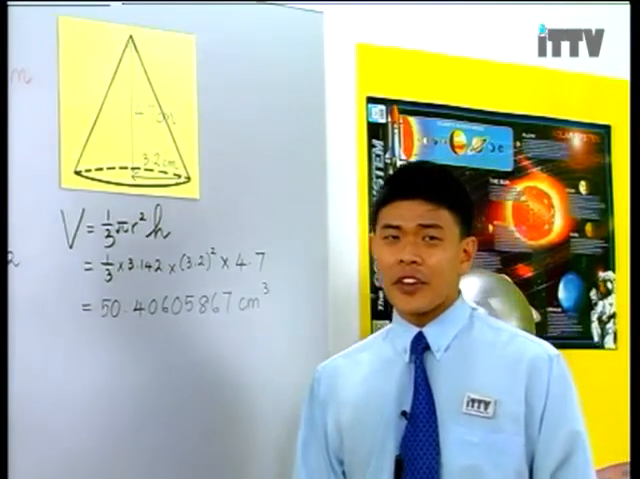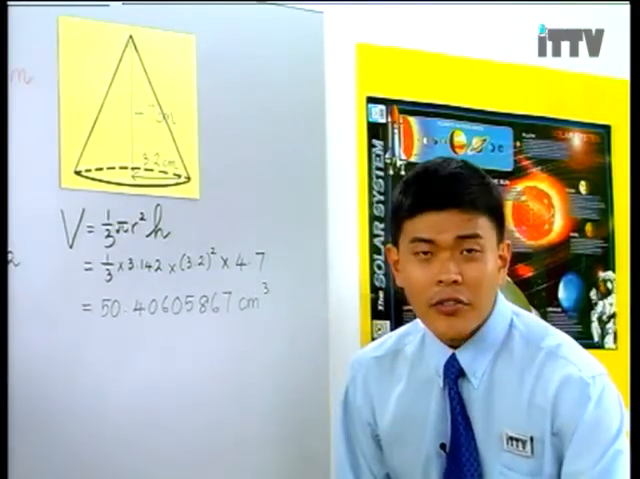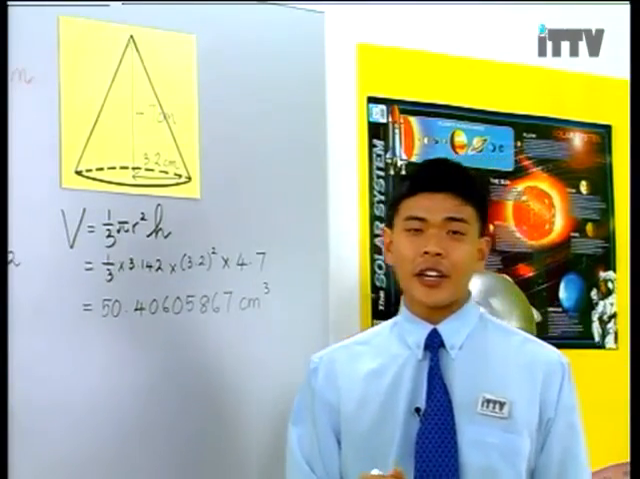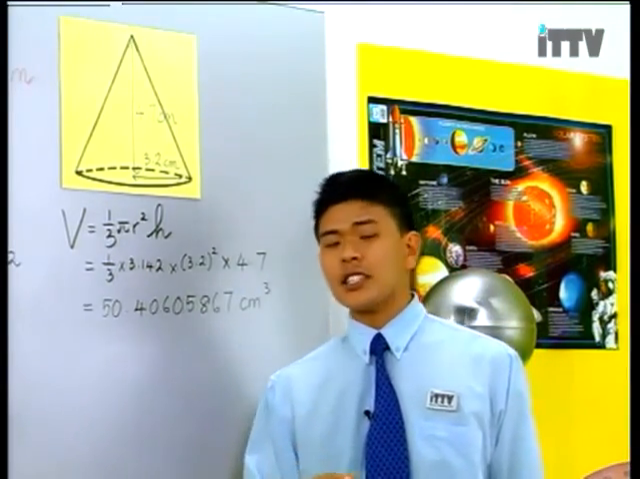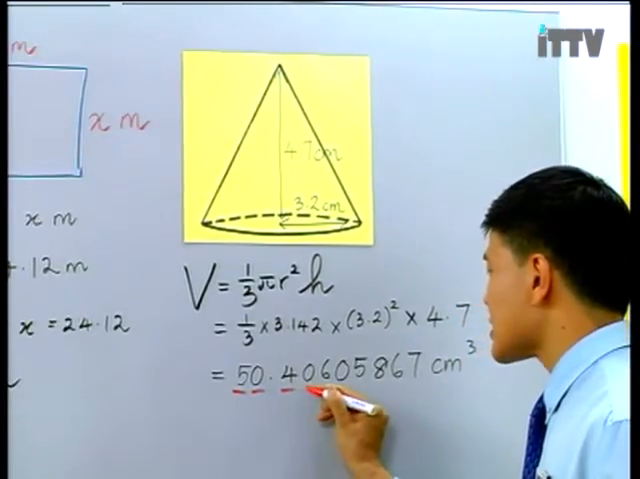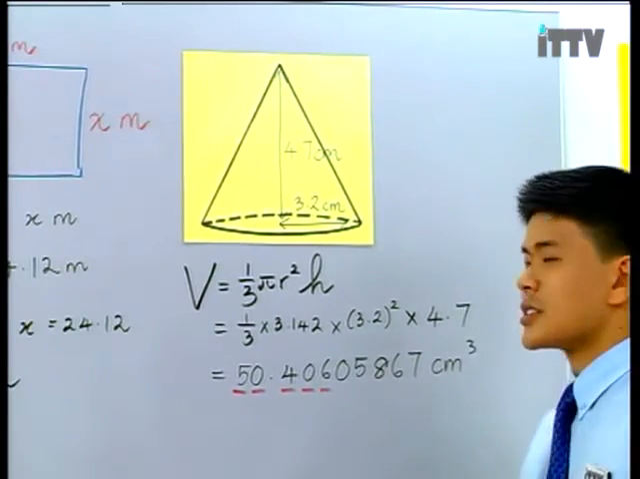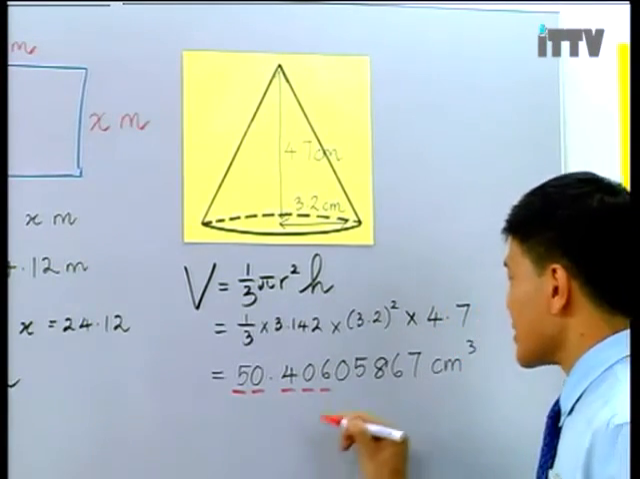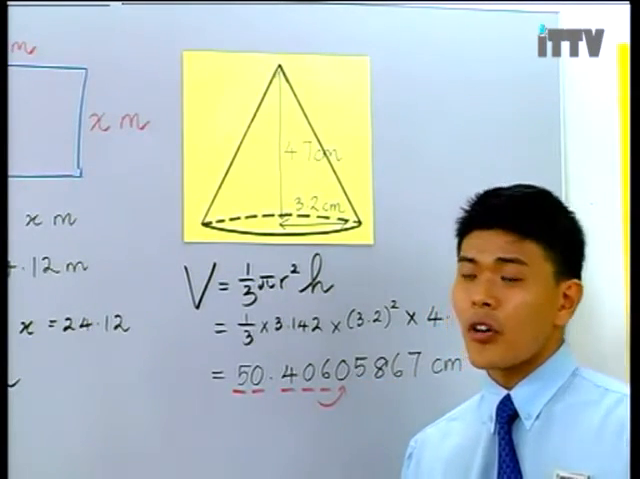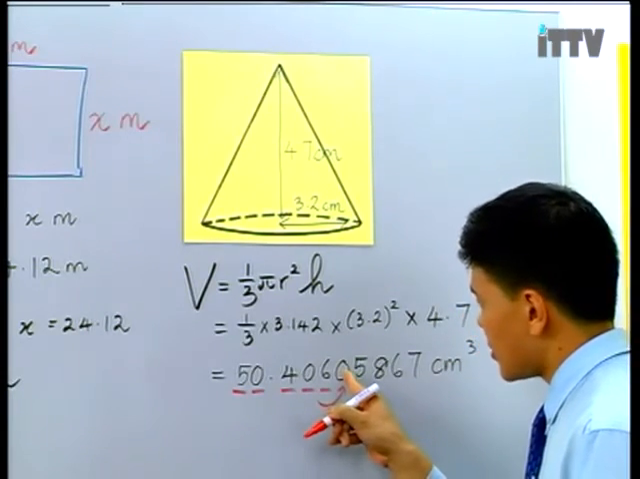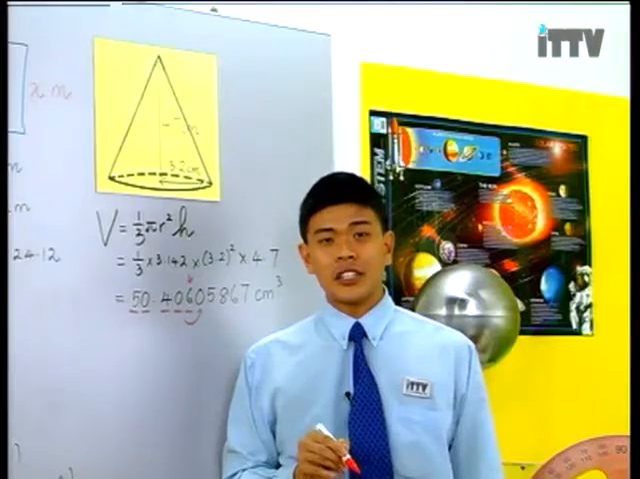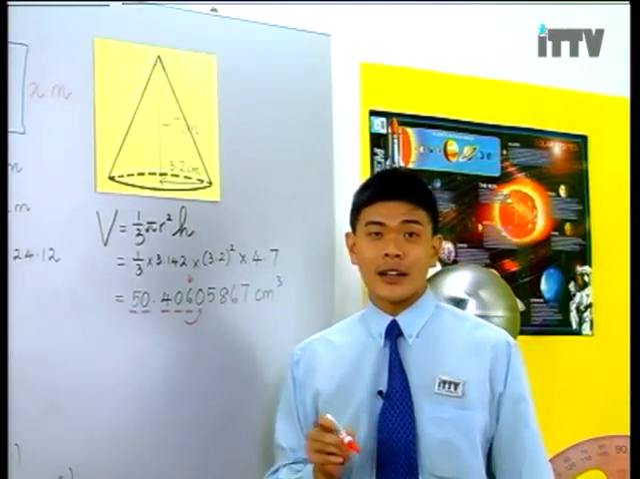And five significant figures. How do we round it off to five significant figures? Start off from the first significant figure from the left to the right. Since we want to round it off to five significant figures, underline the first five digits. And then check the next digit. Is it more than or equal to five, or less than five? Zero is less than five. So we need not add any digit to the previous underlined digit.